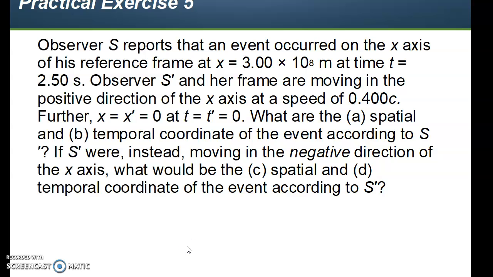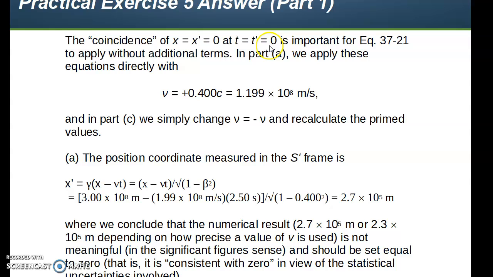So observer S reports that an event occurred on an x-axis of his reference frame at x equals 3.00 times 10 to the 8th meters at time t equals 2.50 seconds. Observer S prime and her frame are moving in a positive direction at 0.4 times the speed of light. They start off at the same spot. What are the spatial and temporal coordinates of the event according to S prime? And if instead they were moving in a negative direction, what are they according to her? Okay? So because of the coincidence of the initial conditions, you can apply this without any additional terms. So you apply these directly.